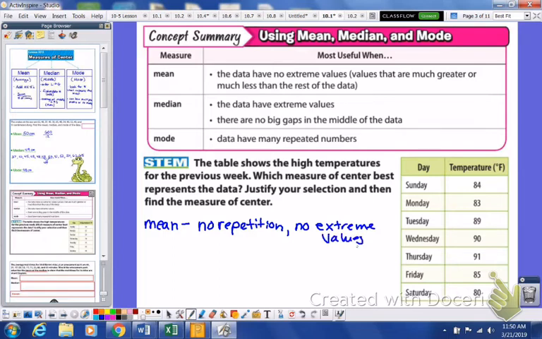Now that we know that we're using the mean, we're going to go ahead and find the mean. So 84 plus 83 plus 89 plus 90 plus 91 plus 85 plus 80. We're just adding them up so we don't have to put them in order. Stick that in your calculator, you get 602. And then 1, 2, 3, 4, 5, 6, 7 numbers. So divided by 7 gives us a mean of 86 degrees Fahrenheit.